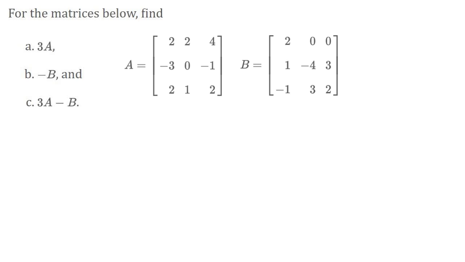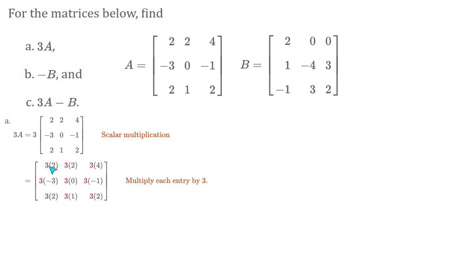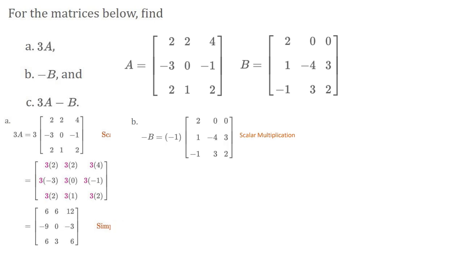So for the matrices below, find 3 times A. So we'll do that one first. So 3 times A, 3 is your scalar. So we have 3. This is my matrix A. So every single entry in here is going to be multiplied by 3. So 3 times every single number. And so we get 6, 6, 12, -9, 0, -3, 6, 3, and 6. And that's all that the scalar multiplication is.